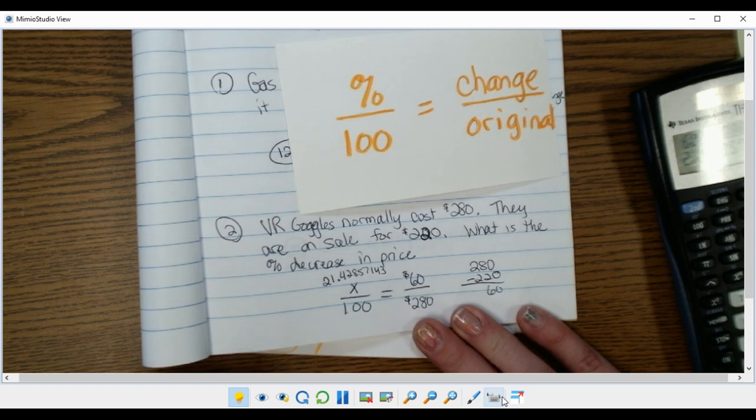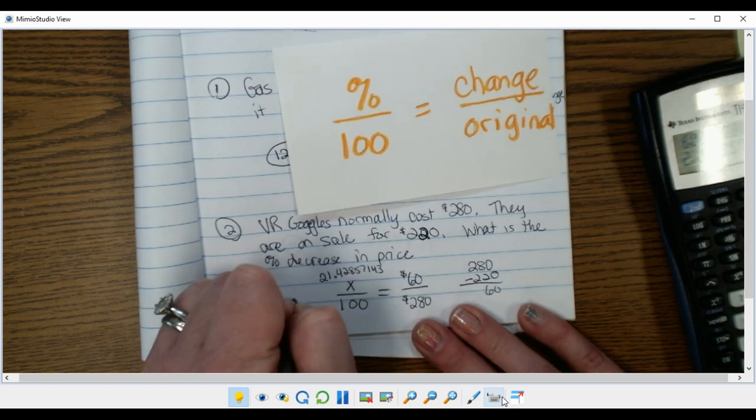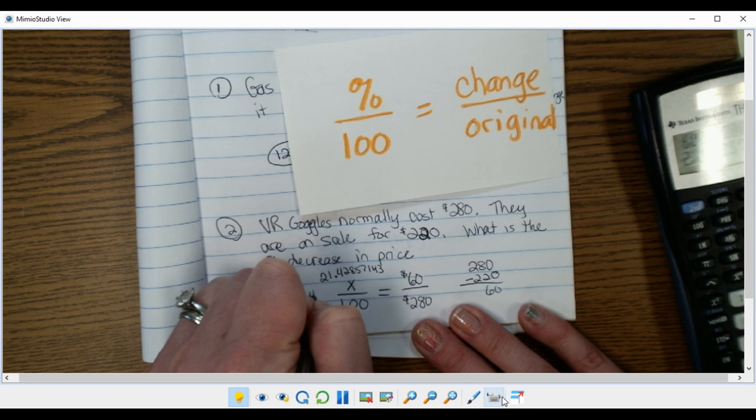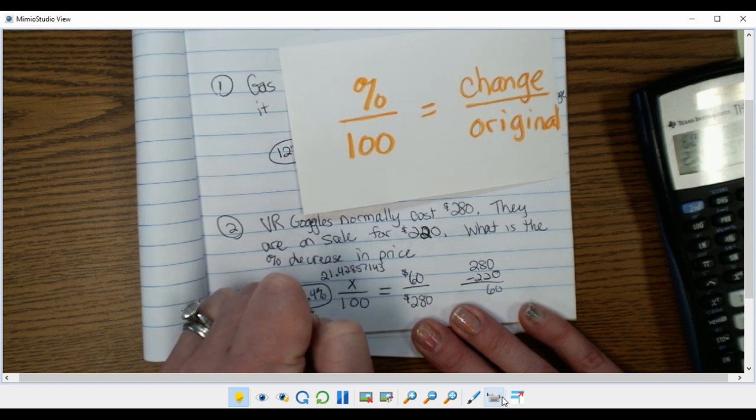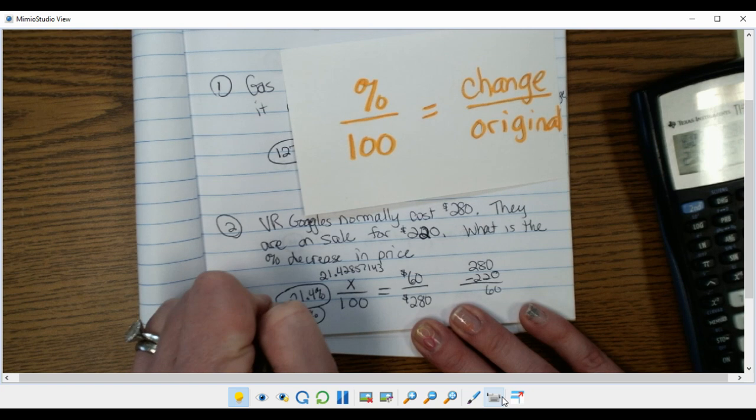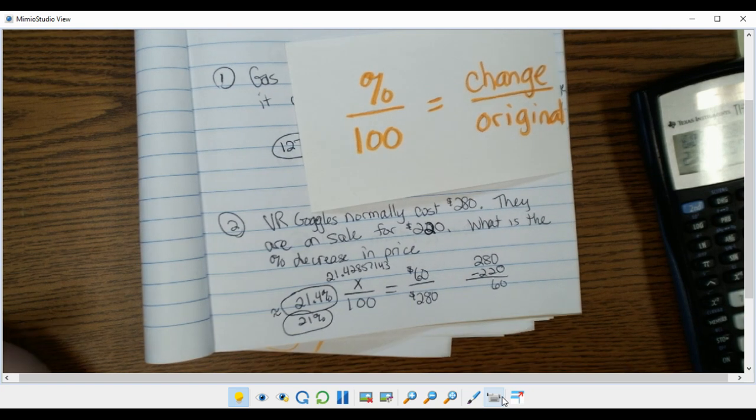21.42857143. I'm not writing all that. I think I'm going to call it 21.4 or maybe even just 21%. Okay? If you use the squiggle equals and say approximately, you're fine.